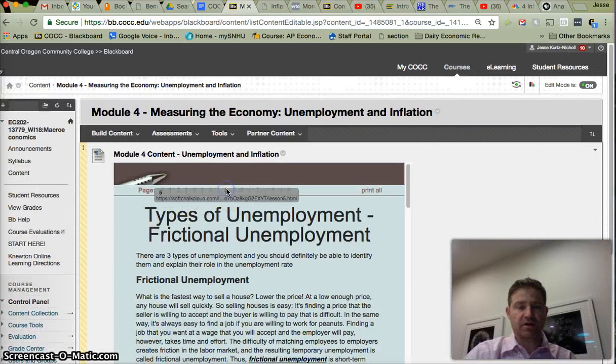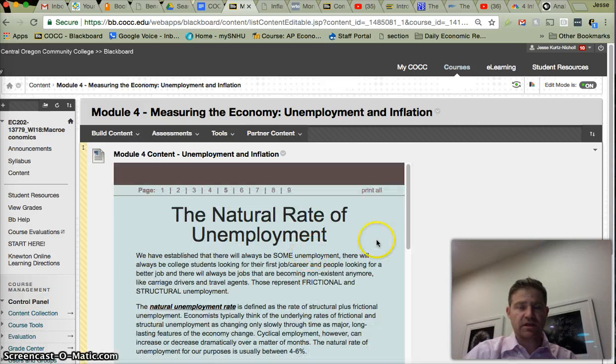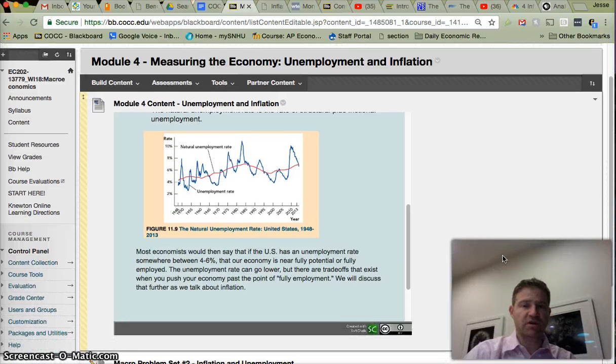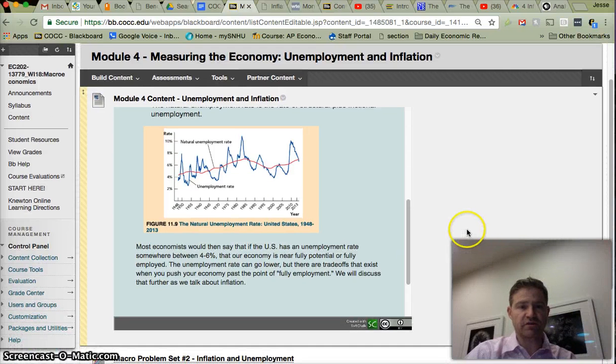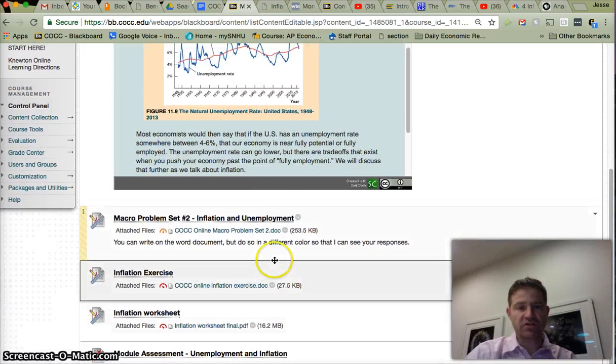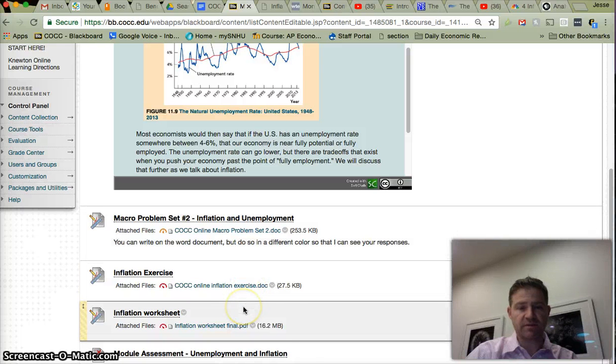Let's see, pick another random page. Yeah, the natural rate of unemployment. There's some great information in this one that'll help you draw a picture of the macroeconomic universe. And if we come down here, you can see that you have 3 small assignments and a little quiz at the end.